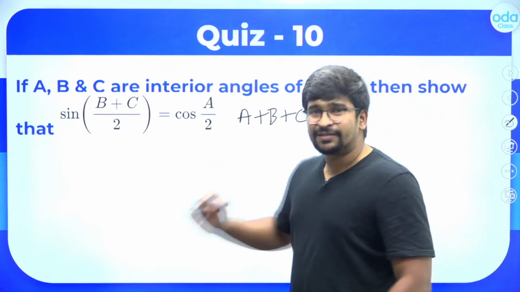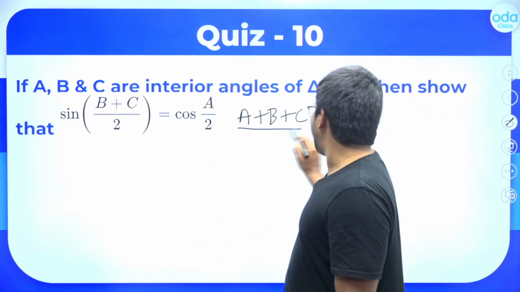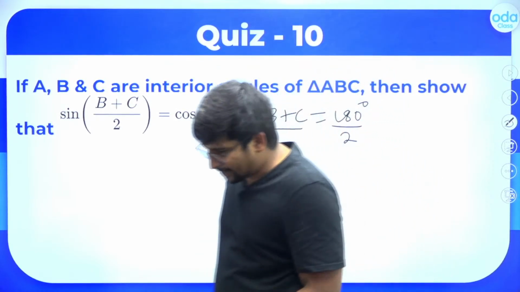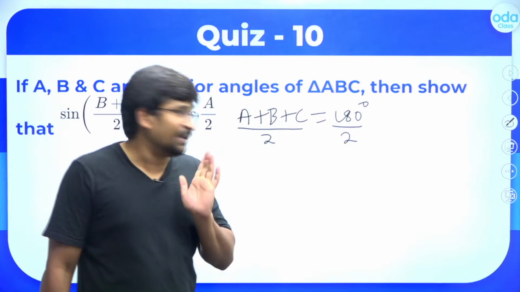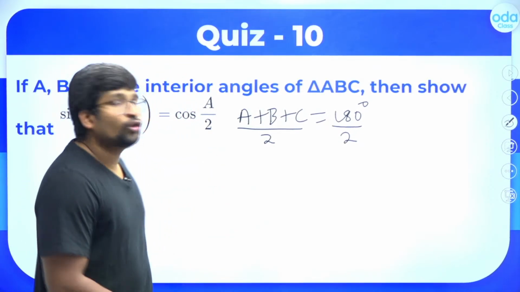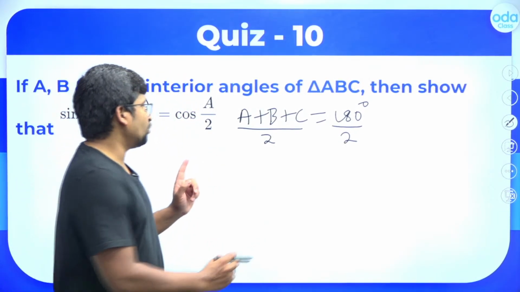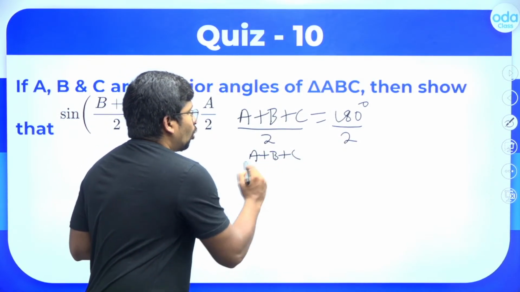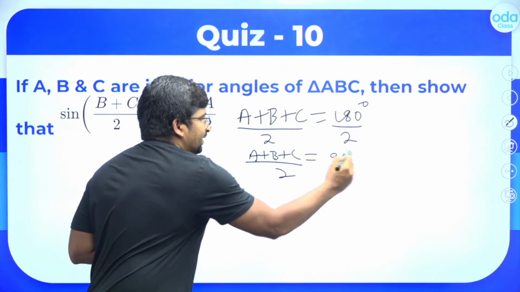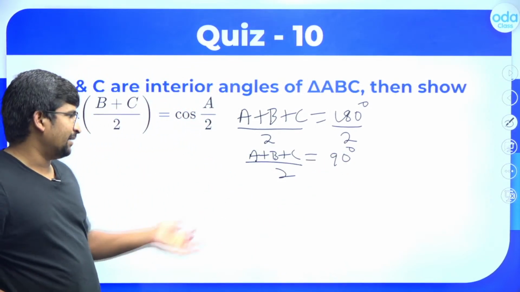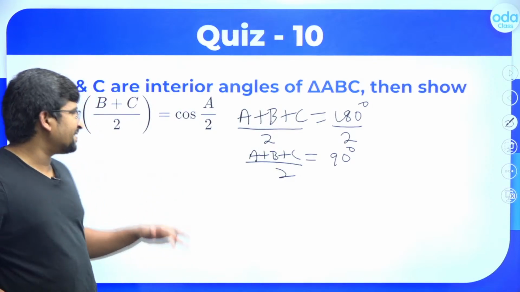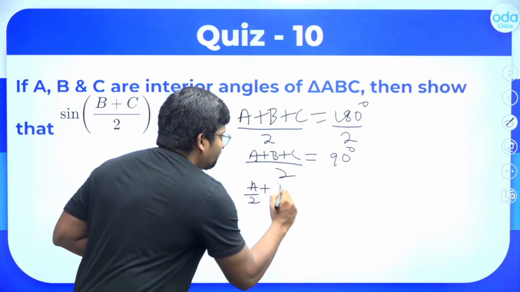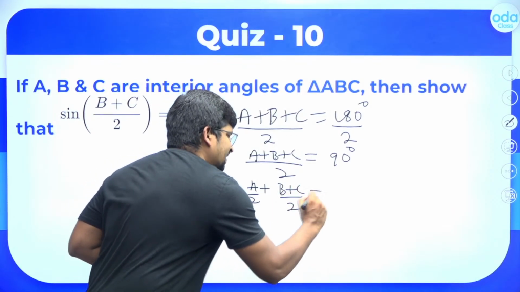Okay, so if A plus B plus C is 180, if you divide LHS and RHS by a 2, it is the same. So you can say A plus B plus C divided by 2 should be 180 divided by 2, which implies, what does it imply? You can say A plus B plus C whole divided by 2 is 90 degree, because 180 by 2 is 90. Can I write A plus B plus C divided by 2 as A by 2 plus B plus C whole divided by 2? It's the same.